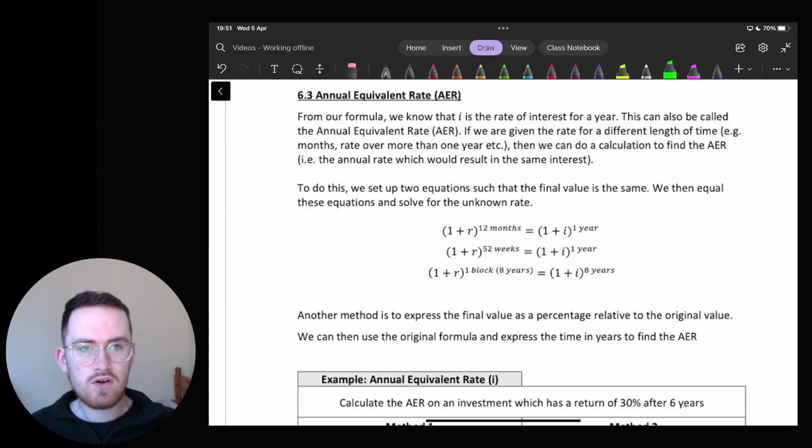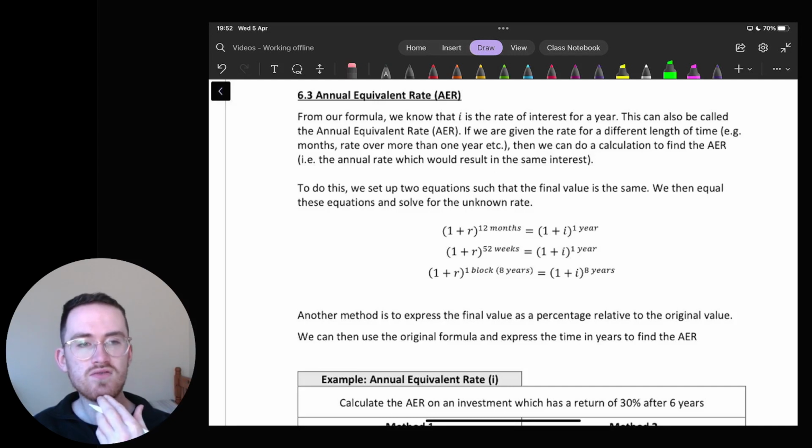Okay, so part of compound interest is looking at what we call the annual equivalent rate. When looking at the formula for finding compound interest, we know that the letter I represents the rate of interest for a year, and for any period. So we're looking at a year, and usually with the formula that is what we're considering. Our time t was the time in years as well. So I is a rate of interest for a year, and this can be called our annual equivalent rate, or AER. Sometimes you might see it written as that, and essentially it's the rate that interest would have to be applied at for 1 year to give that particular value.